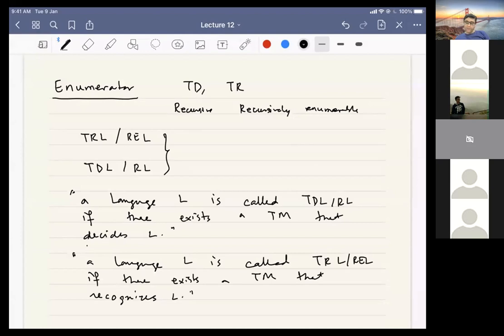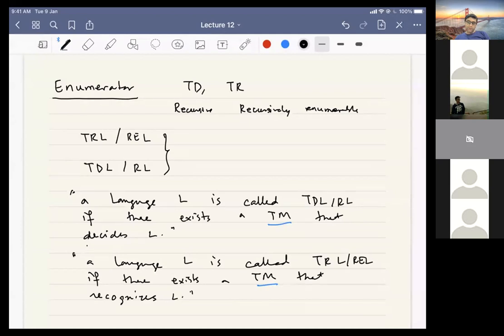And now we know that it doesn't matter what kind of Turing machine we have. It could be a deterministic Turing machine, it could be a non-deterministic Turing machine, it doesn't matter, right? That's why we just write Turing machine, because we know that both of them are equivalent, and there are some other subtleties here, right?